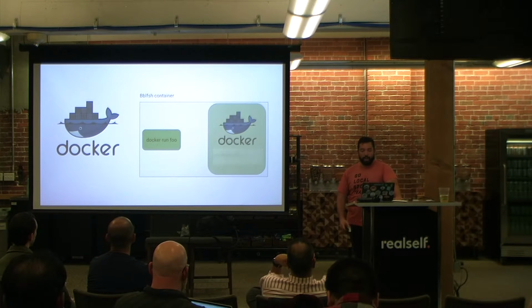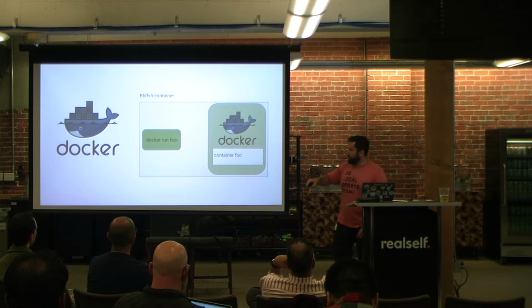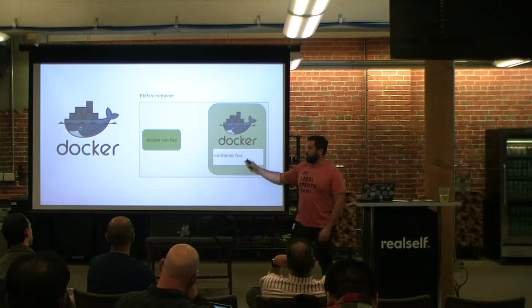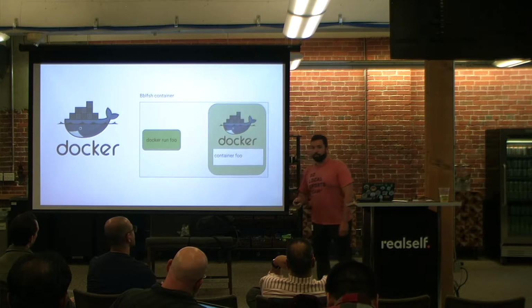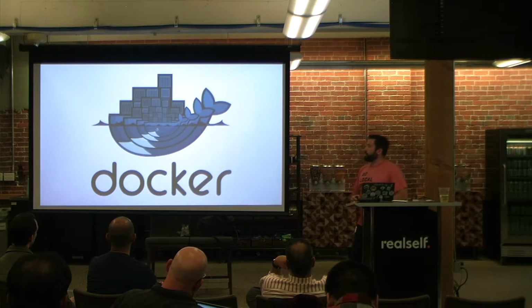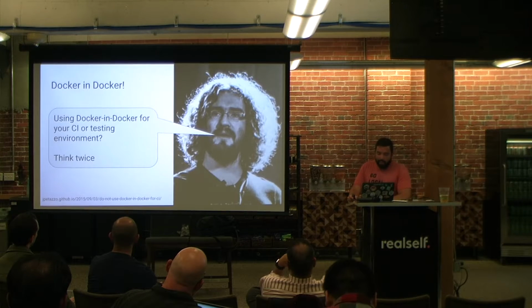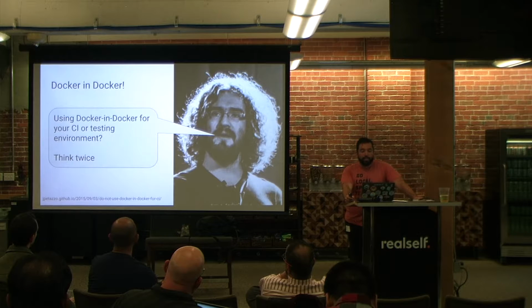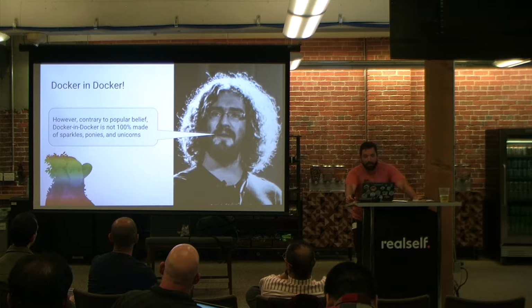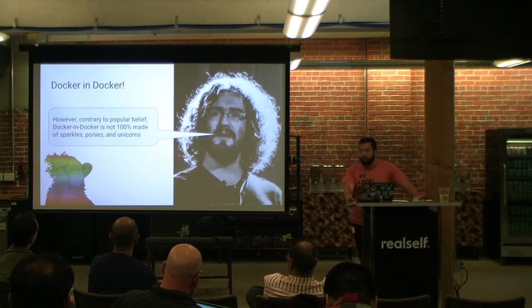So the problem is, of course, we have this container running inside, and so docker run foo starts this container, right? So this is the computer, and when I want to run a container, I'm gonna run inside of Docker. So you have Docker inside of Docker, inside of Docker, inside of Docker. And Jérôme Petazzoni, he used to work at Docker. He doesn't work at Docker anymore, if I'm not mistaken. He said, using Docker in Docker for your CI or testing environment, think twice. However, contrary to popular belief, Docker in Docker is not 100% made of sparkles, ponies, and unicorns. Which is true. This is really, really hard.